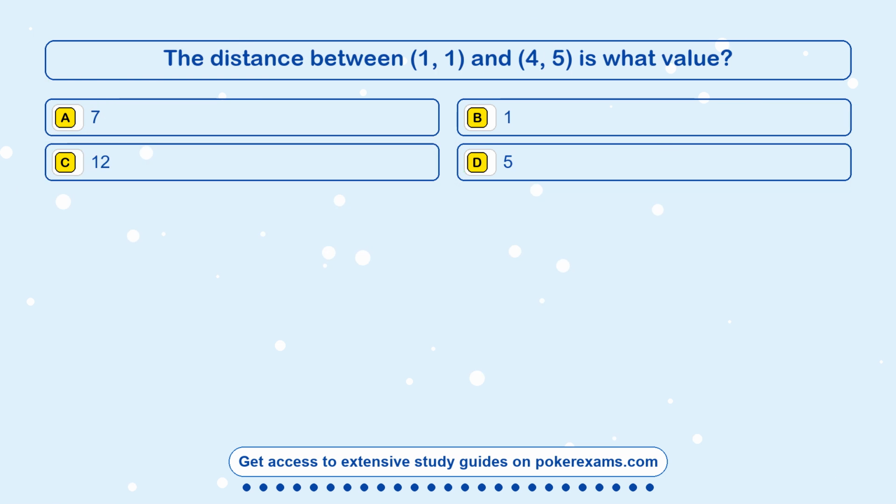Question 16. The distance between (1, 1) and (4, 5) is what value? Option A, 7. Option B, 1. Option C, 12. Option D, 5.